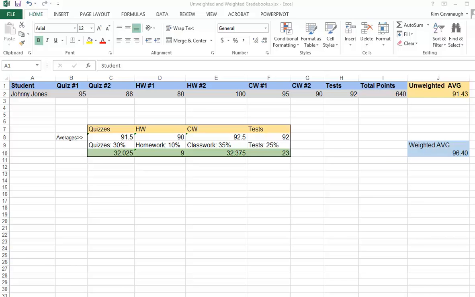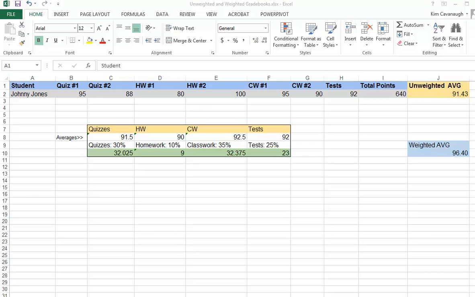In other words, every assignment counts the same. So each quiz, each homework assignment, each classwork assignment, they all have a certain point value. You take the total points, divide it by the number of assignments, and you end up with your unweighted average.